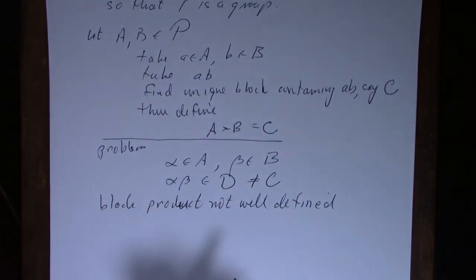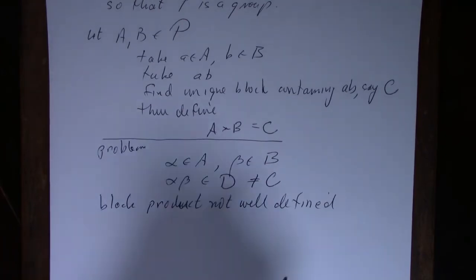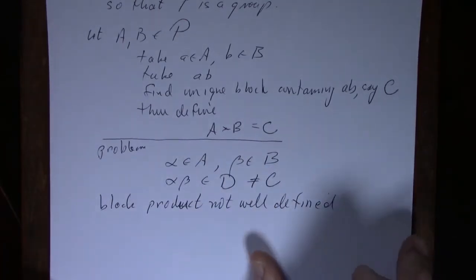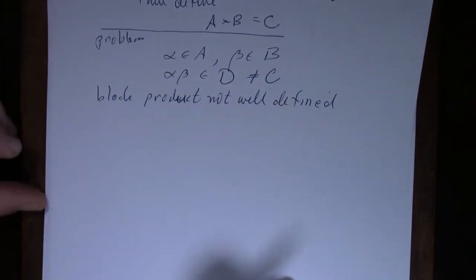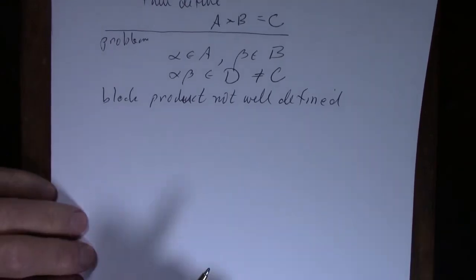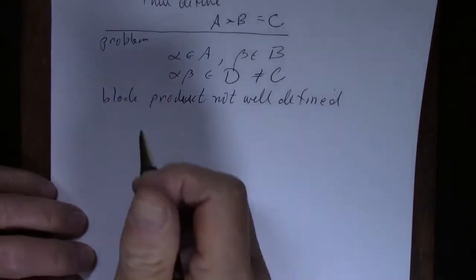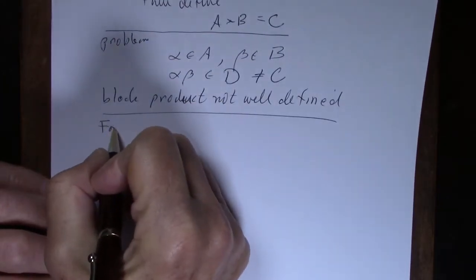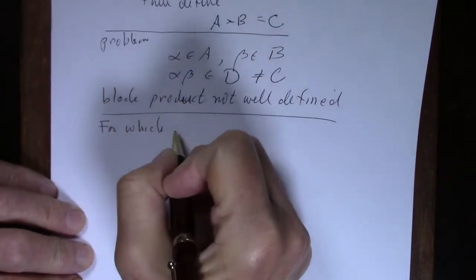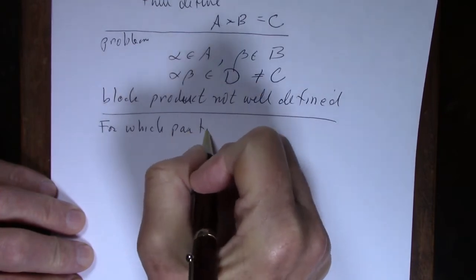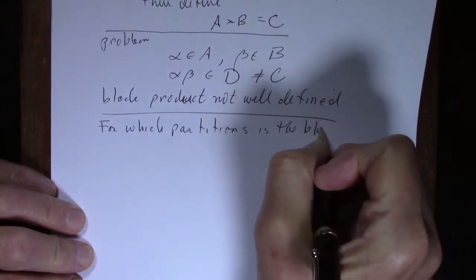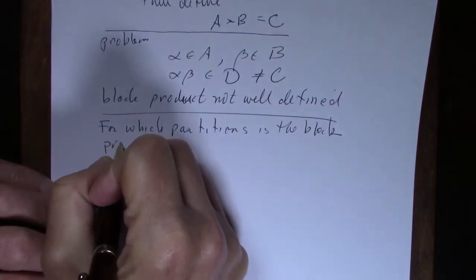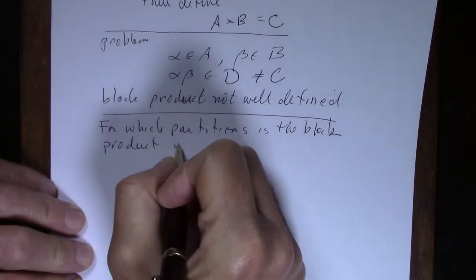So the first thing we have to do is overcome this issue. Under what circumstances is the block product well defined? Or put another way, for which partitions is the block product well defined?